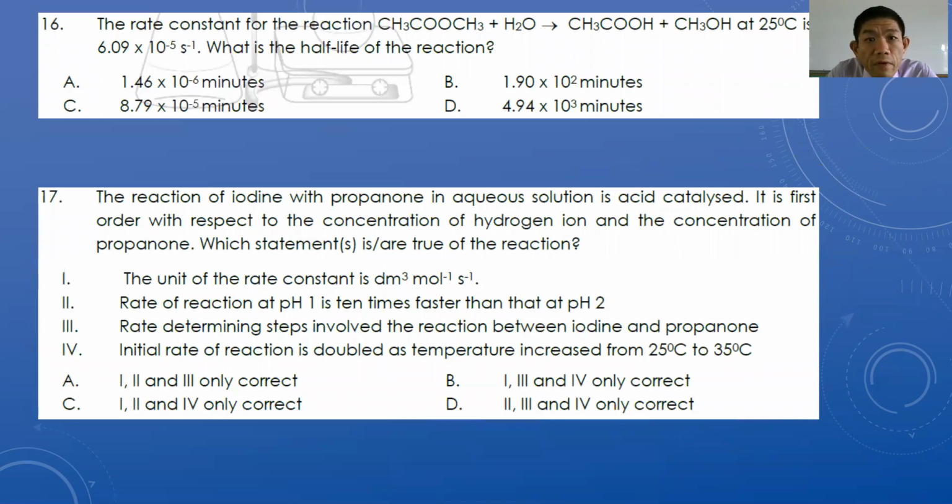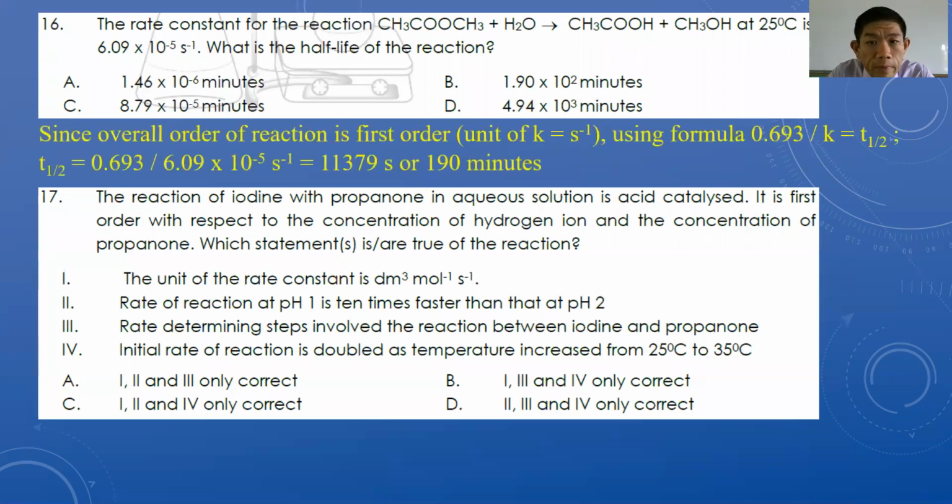Number 16, the rate constant for the reaction CH3COCH3 plus H2O gives CH3COOH plus CH3OH at 25 degrees Celsius is 6.09 times 10 to the power of 5 second minus 1. What is the half-life of the reaction? So in here, you can straight away use t half equals 0.693 over k. How do I know that it is first order? You look at the rate constant, the unit is second minus 1, so it is a first order reaction. So using the formula, t half equals 0.693 divided by 6.09 times 10 to the power of 5, so it's 11,379 seconds or 190 minutes. So the best answer in here is B.